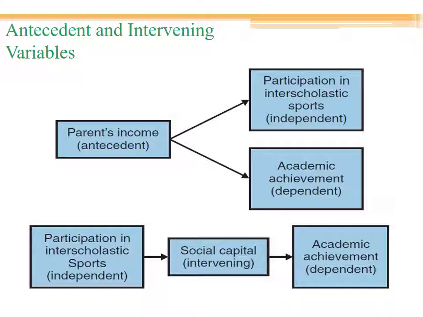In the top figure, we see that parents' income is the antecedent variable. So this means that it occurred before either of the other variables and likely produced an effect on them. So parents' income is likely to affect a student's participation in sports and will likely affect their academic achievements, such as their GPA. So Dr. Bro had to control for this variable.